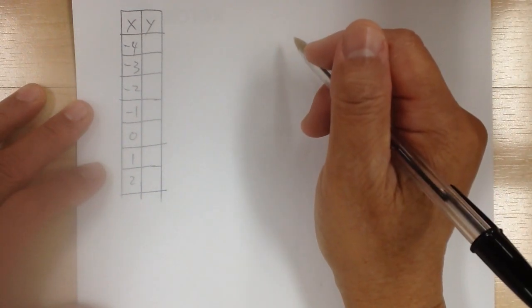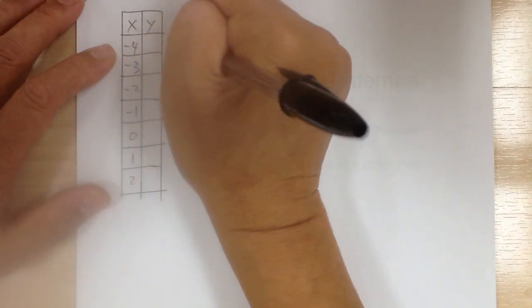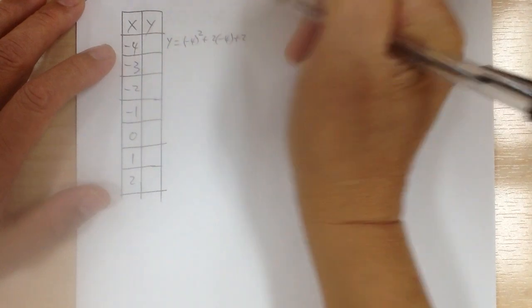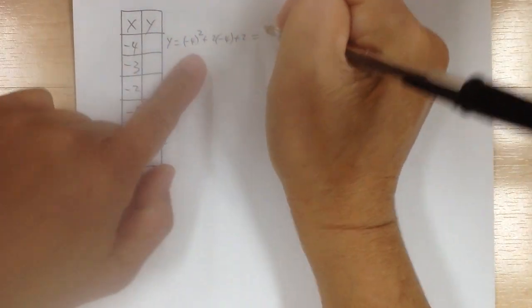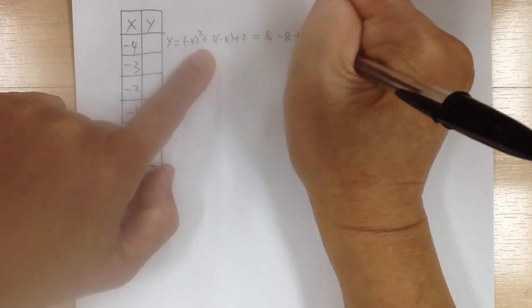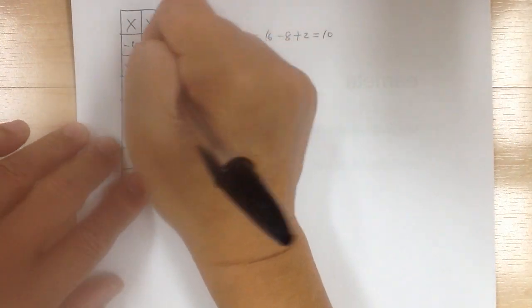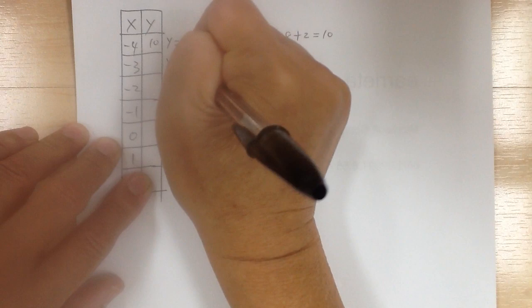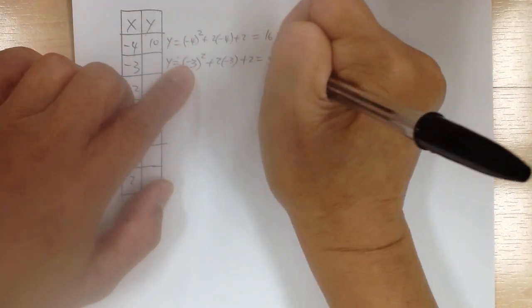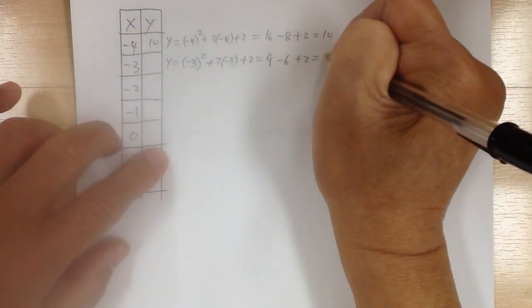So let's go and put in the numbers. y is equal to negative 4 squared plus 2 times negative 4 plus 2. And this will equal 16 minus 8 plus 2, and this will equal 10. For this one, y equal to negative 3 squared plus 2 times negative 3 plus 2. This will give you 9 minus 6 plus 2 equal to 5.